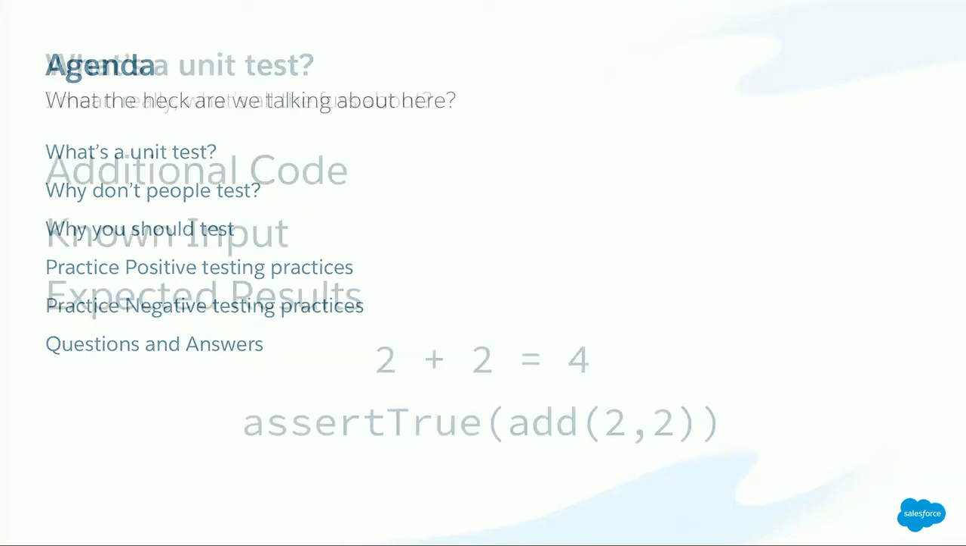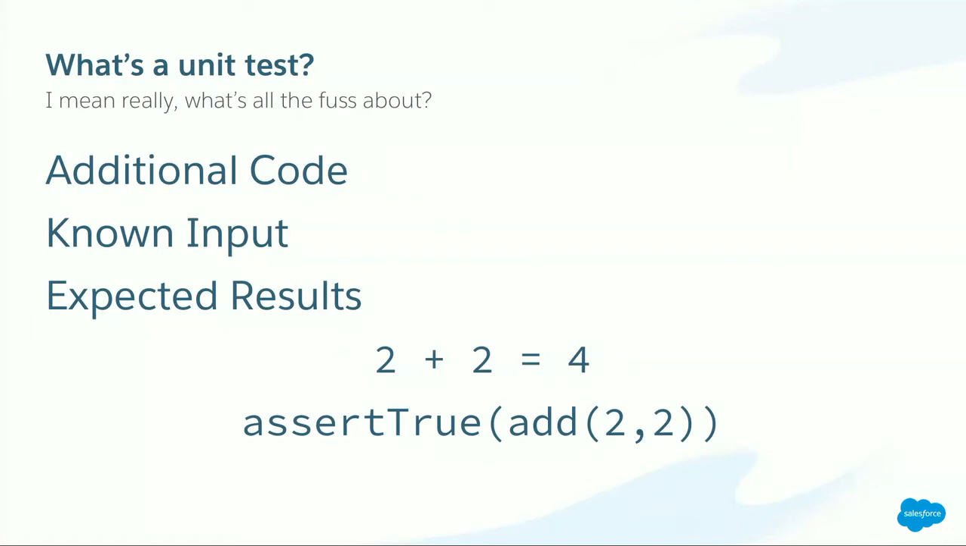All right, so what is a unit test? A unit test can be defined in, I looked it up, there was like 179 different definitions in the first 10 pages of Google. But my definition is, it's additional code that you write that runs your code with known inputs and expects certain results out of your code. Does that make sense? Known input, run your code, expected output.